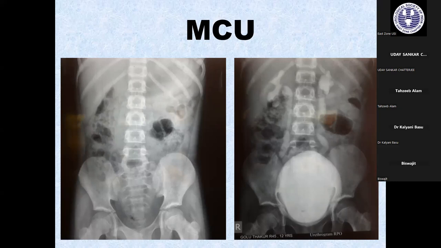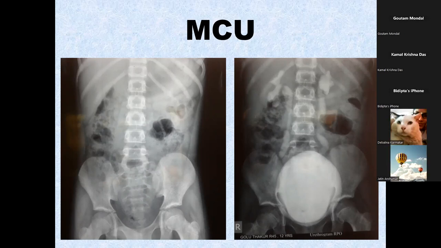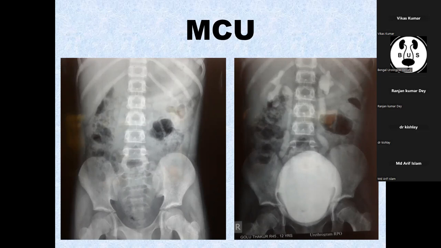In this MCU, is the capacity of the bladder normal? It appears to be enlarged, sir. Do you want anything else in MCU? The voiding phase. Don't you want lateral films? Lateral and voiding. Why are you looking for lateral films? To rule out any diverticulum. Yes. So what is your diagnosis now? I would still like to have a micturating voiding phase, because the posterior urethra will be visible in that. Next slide.